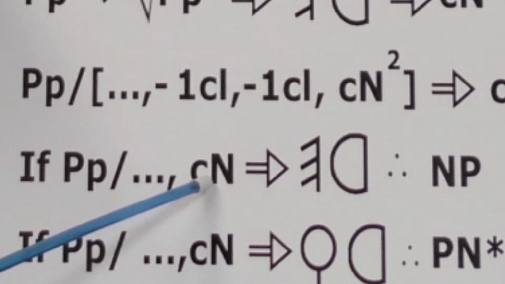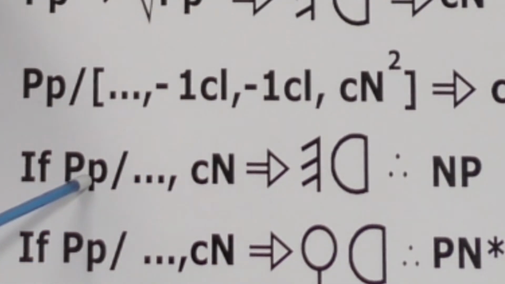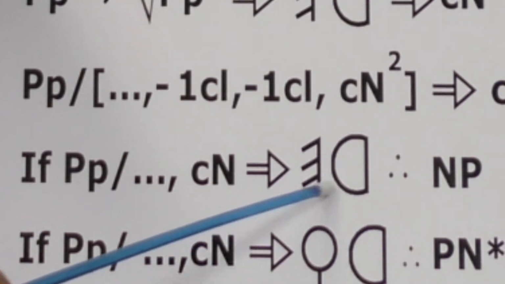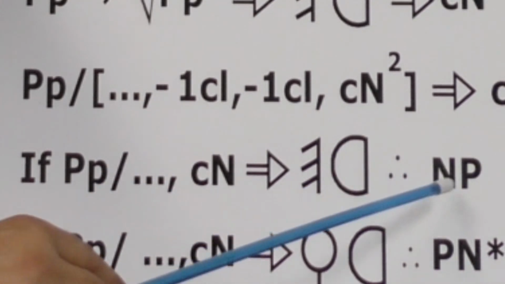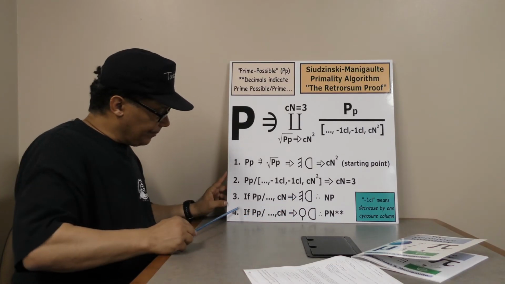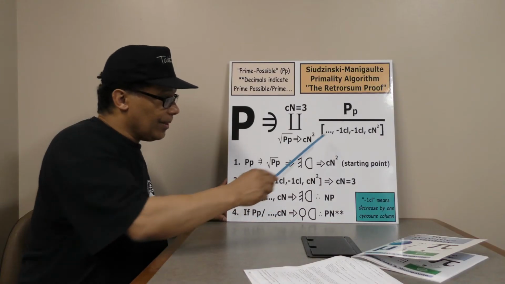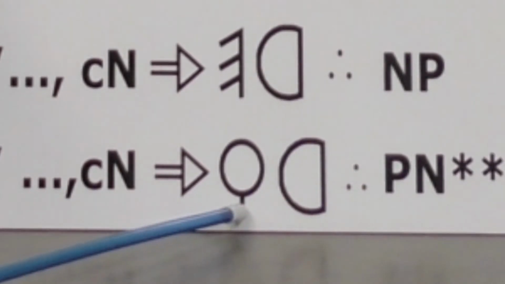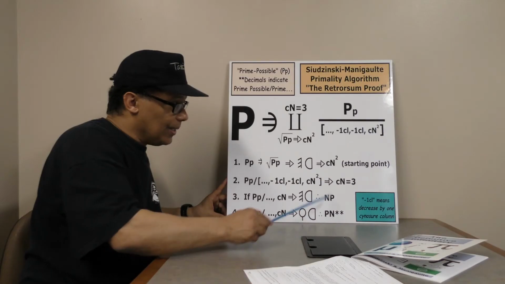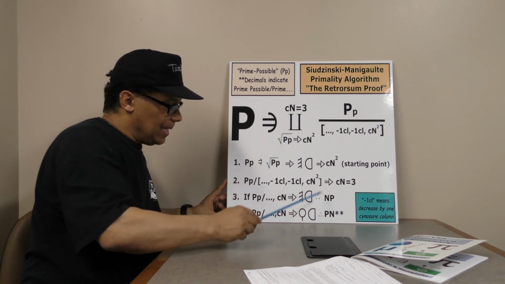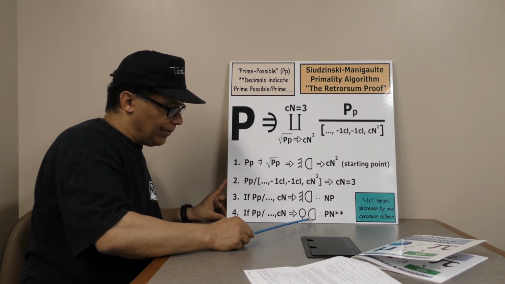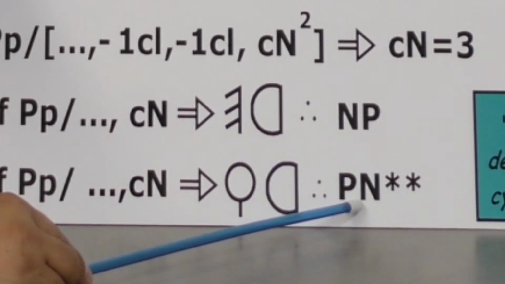Step number 3. If a cynosure number divides into the prime possible and it eliminates decimals, there are no decimals, then that prime possible is a non-prime number. Step 4. If the prime possible number, when you divide it by a cynosure number, moving in reverse, produces a decimal all the way from the cynosure square back to cynosure number 3, if there is a decimal to all of those divisions, you've got a prime number.